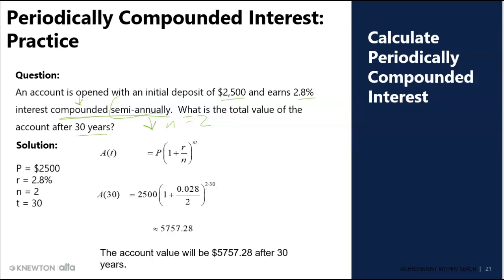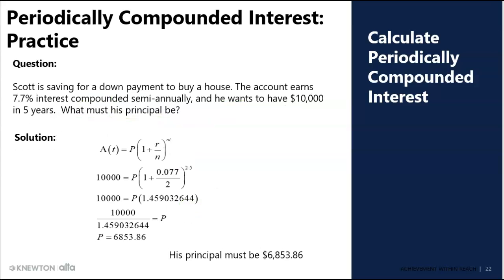There's my T equals 30. There's my interest rate. Now notice the N goes in 2 places. Students often forget that too. So this is just a calculation in your calculator.